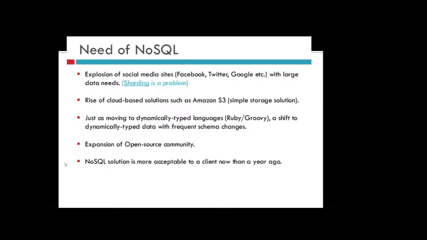Here is the need for NoSQL: the explosion of social media sites. Most social media sites use NoSQL databases so that they can access the data much faster than with SQL databases, where we have to worry about so many things. Then there is the rise of cloud-based solutions such as Amazon S3, which also uses the same thing, as do languages like Ruby, Groovy, Swift, everything. And with the expansion of the open source community, NoSQL solutions are more acceptable to clients nowadays.